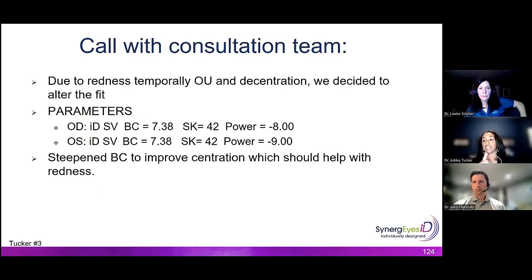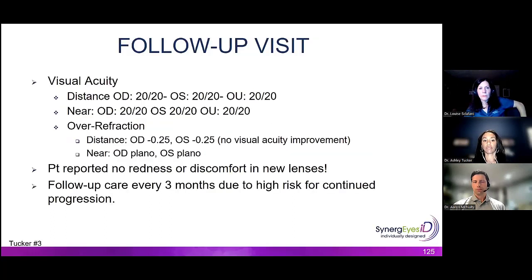But because of that temporal redness, which really bothered me and bothered her mom because her mom was seeing this every day, we decided to alter the fit a little bit. So I steepened the base curve to improve the centration, which certainly helped with the redness. Another follow-up visit: improved redness, no discomfort with the lenses, the wavy vision was gone.